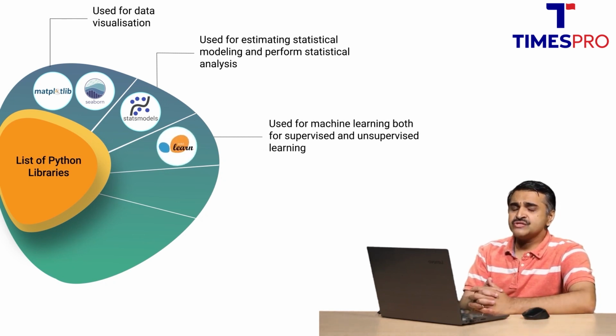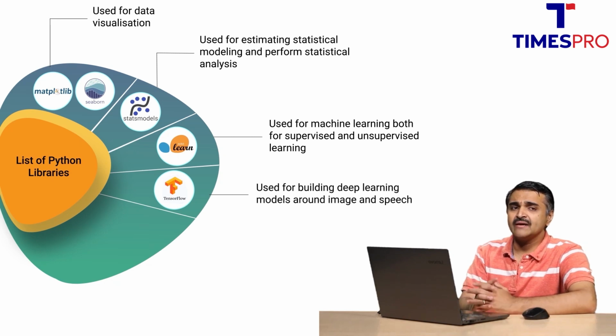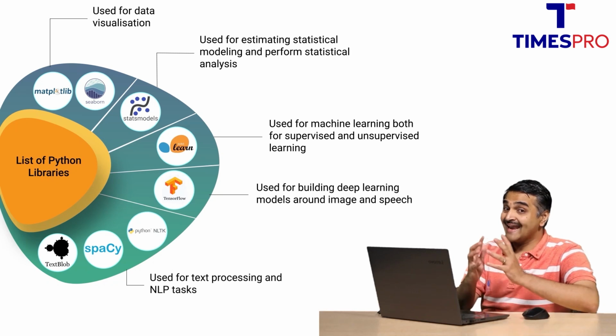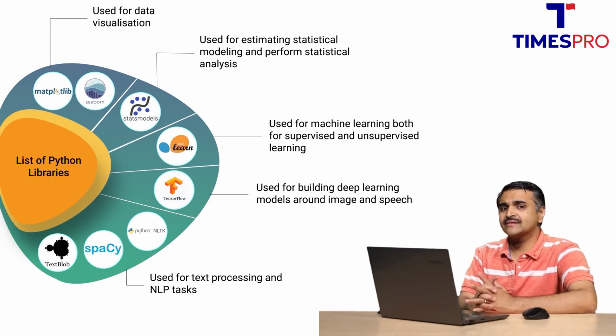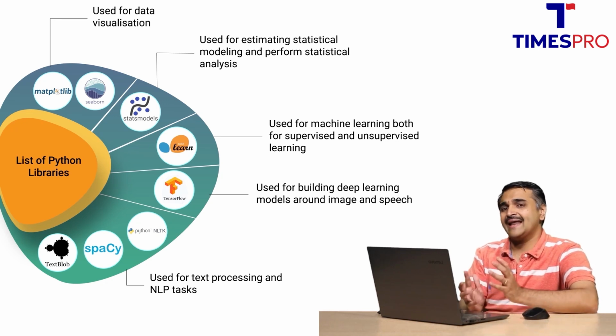Scikit-learn is used for machine learning, both for supervised as well as unsupervised learning. TensorFlow is used for building deep learning models around image and speech. NLTK stands for Natural Language Toolkit, along with TextBlob and SpaCy are used for text processing and NLP tasks.